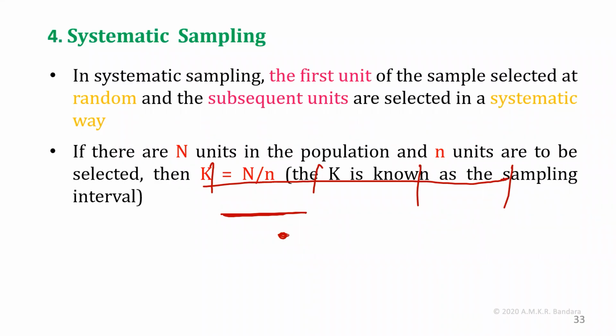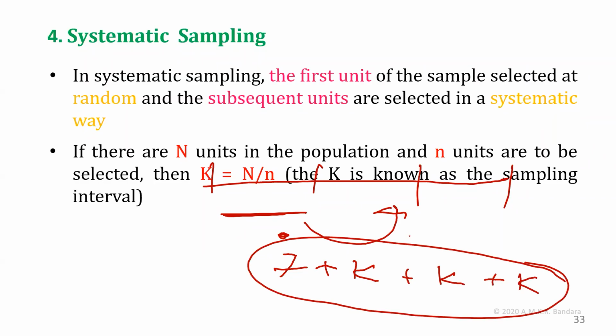Then, the next individual included into your sample will be the number assigned to this individual plus the sampling interval. The next one will be this number plus the sampling interval. The next number will be this number plus the sampling interval. Likewise, you will continue up to selecting n number of individuals.